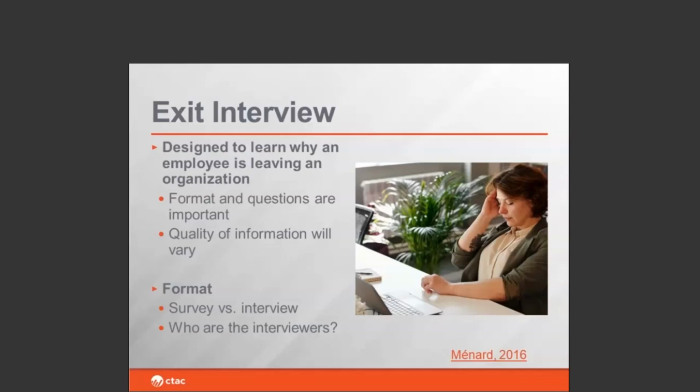If the exit interview is conducted with a direct supervisor, there may be more discomfort than if it's conducted with HR or external consultants. And furthermore, a hybrid of interview and survey may provide a more complete picture than either one separately.